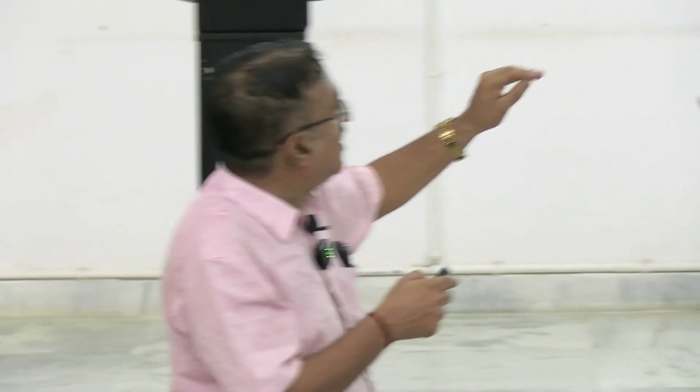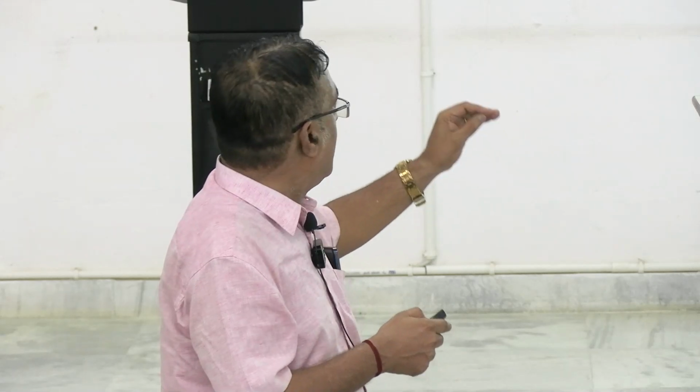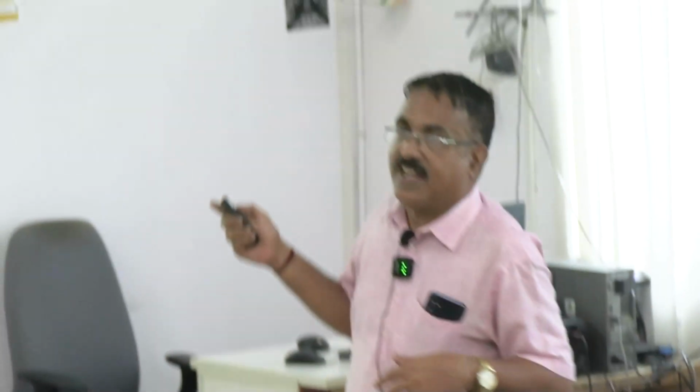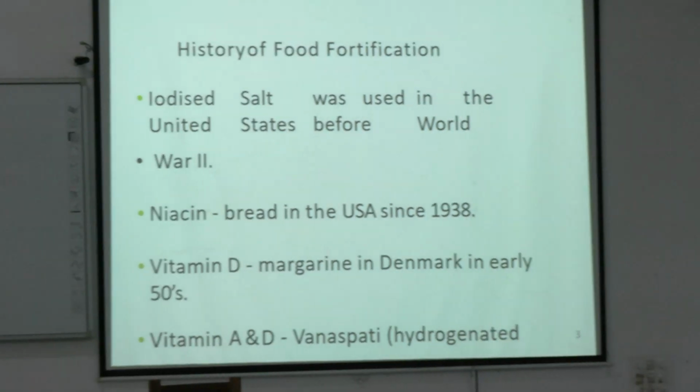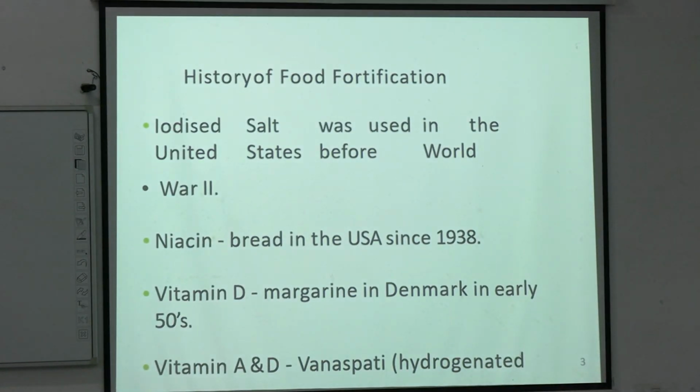So for this definition, just remember the word fort, war, strengthen. This is to improve the quality, to strengthen the quality of the diet of a group or a community or a population. So this fortification has got a big history. First it was used in the States during World War II. Then they fortified bread in 1938 with niacin. And margarine they fortified with vitamin D, and vitamin A and D. In India we fortified vanaspati, or dalda. So basically we are increasing the strength of that particular product by adding something. That is fortification.